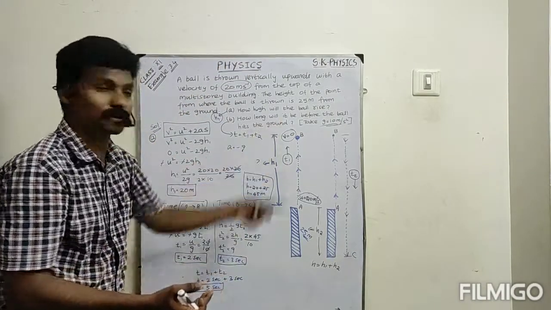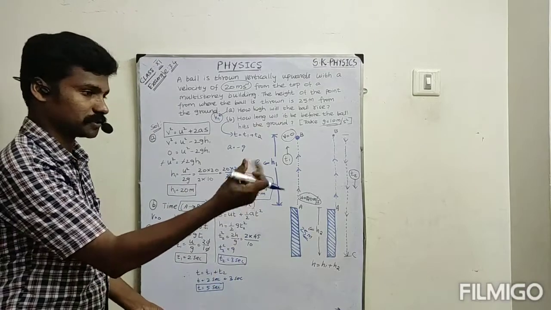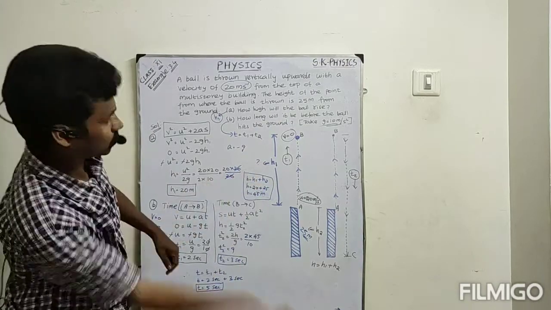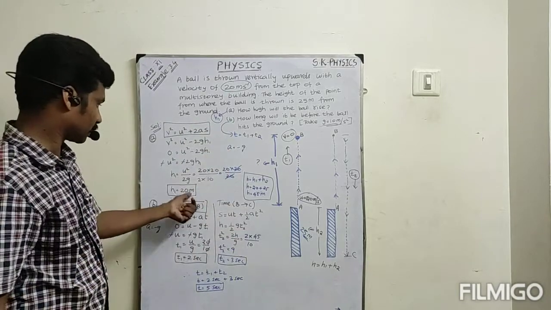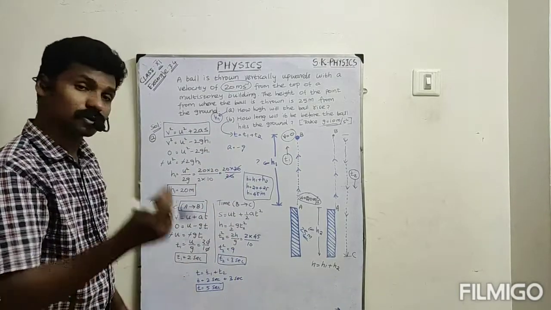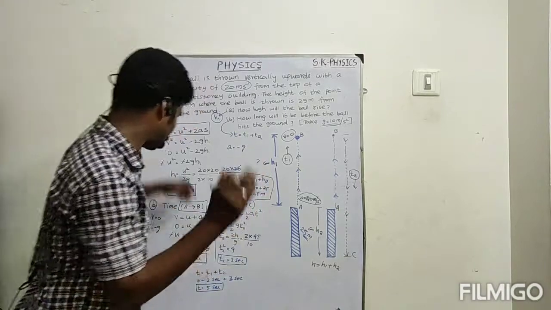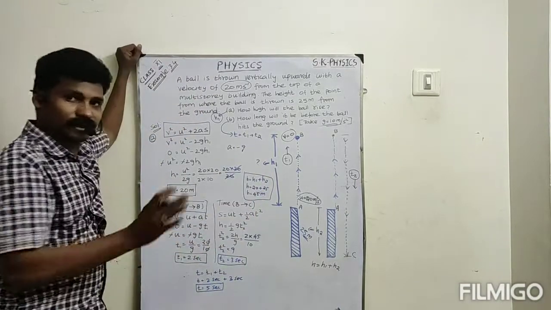So in 2 seconds, the ball reached that maximum height. Maximum height you already found is 20 meter. So if you throw the object at 20 meter per second, in 2 seconds the ball will reach this much height. So time 1 we know.